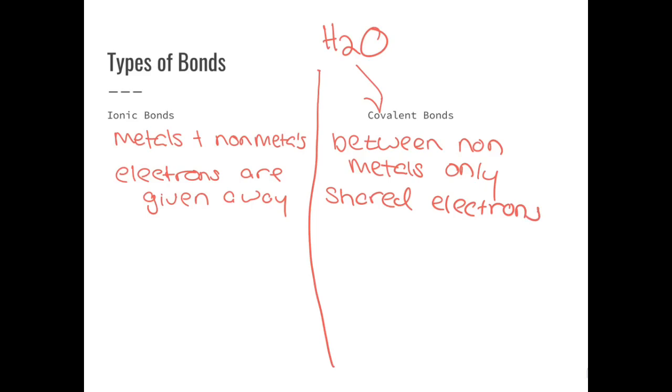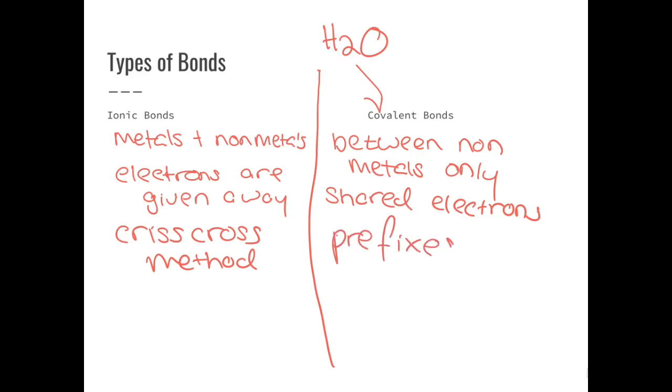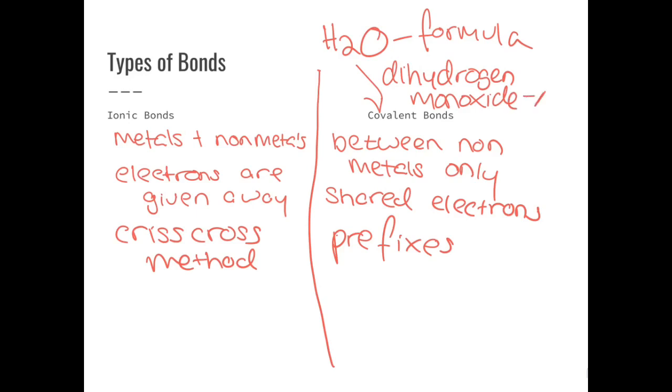Also with ionic bonds, we figure out how to go from the formula to the name and the name to the formula with the crisscross method. And with covalent bonds, we use prefixes. So this is a formula. If I were to write dihydrogen monoxide, that is the name. So today we're going to use nomenclature and learn how to go from the name to the formula and the formula to the name. And there's different strategies depending on whether you're talking about ionic bonds or covalent bonds. And that is what we're going to learn now.